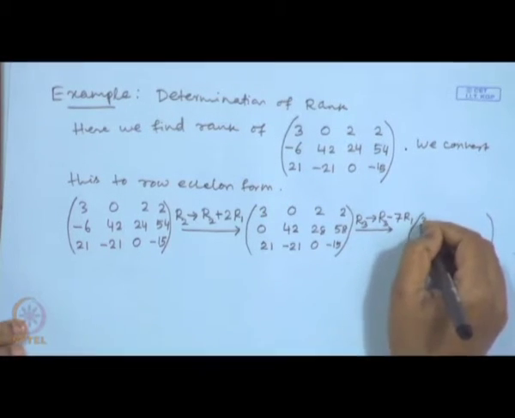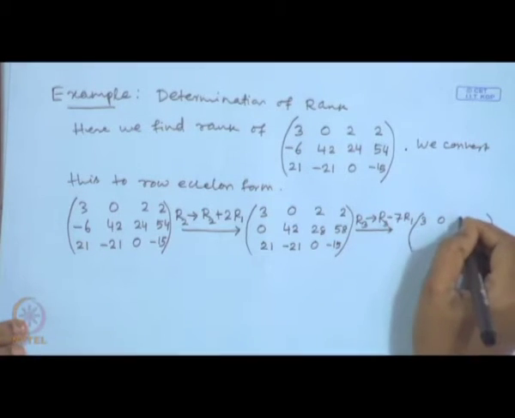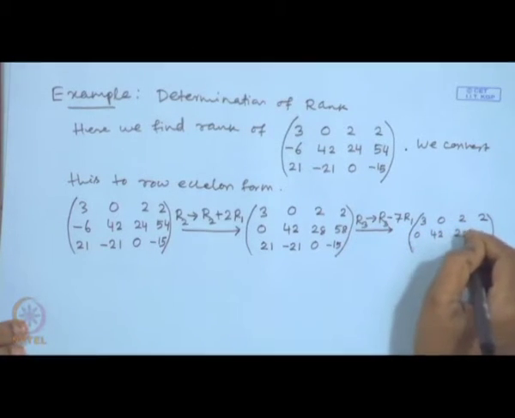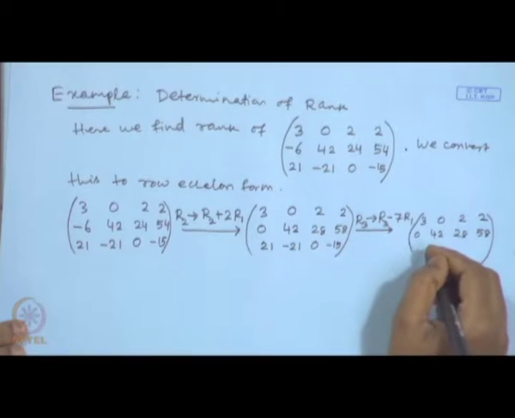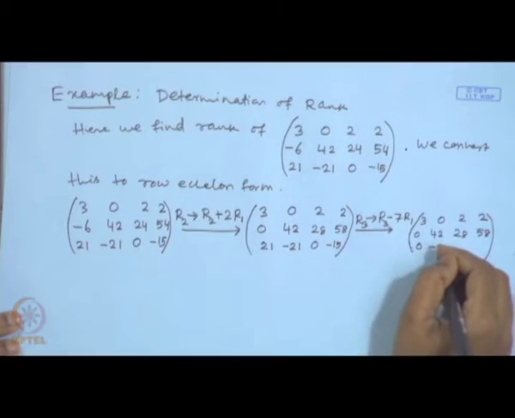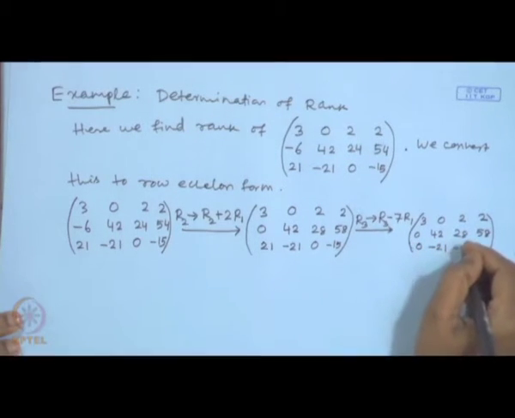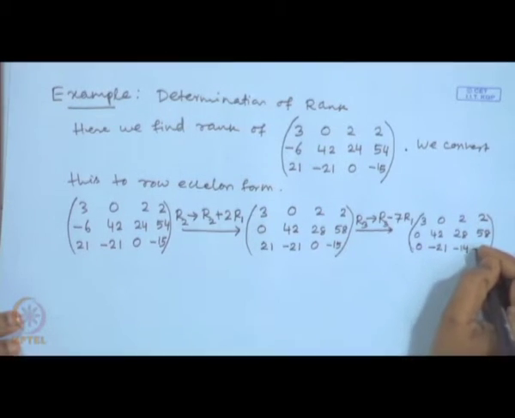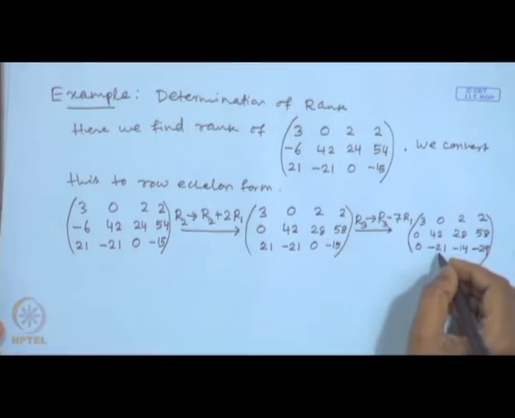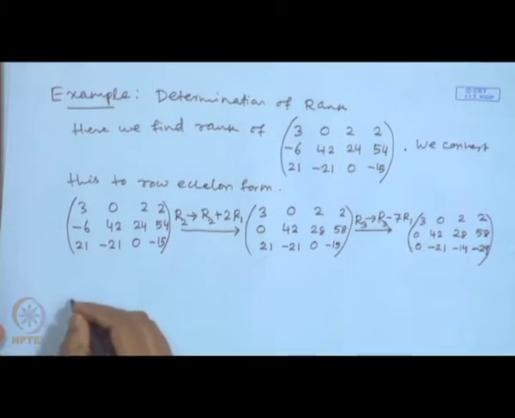So, the first row is 3 0 2 2, then 0, 42, 28, 58, and here we get 0, minus 21, minus 14, and minus 29. So, this is not yet in echelon form, since the second entry in the third row we have to make 0.